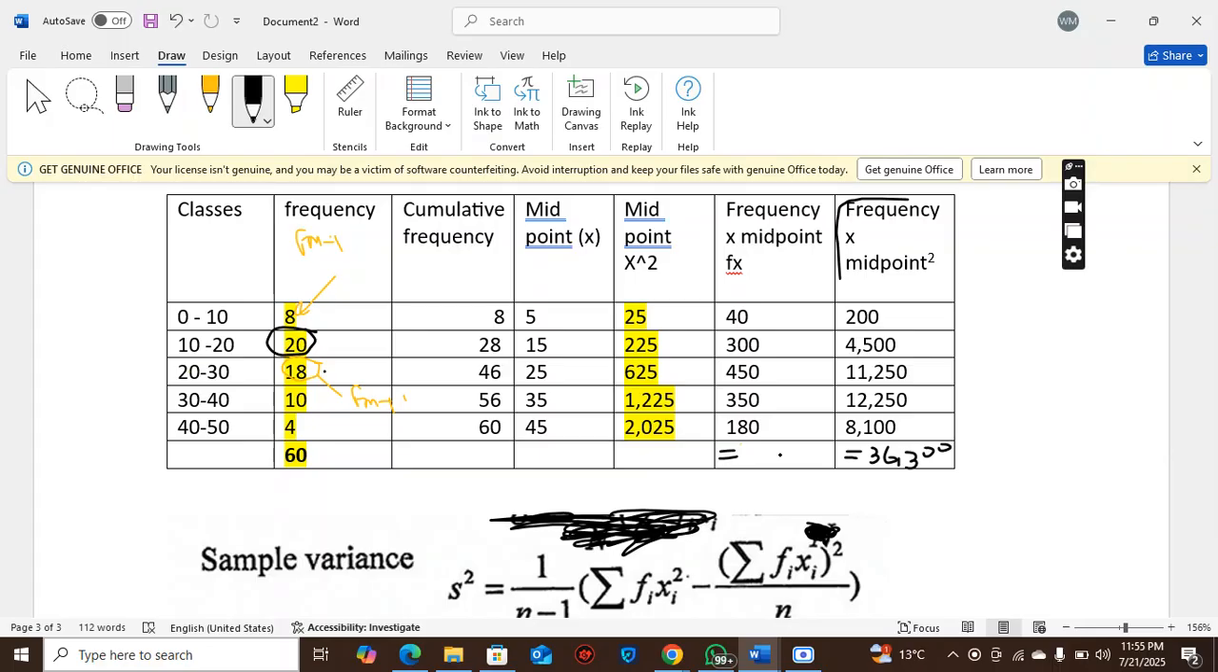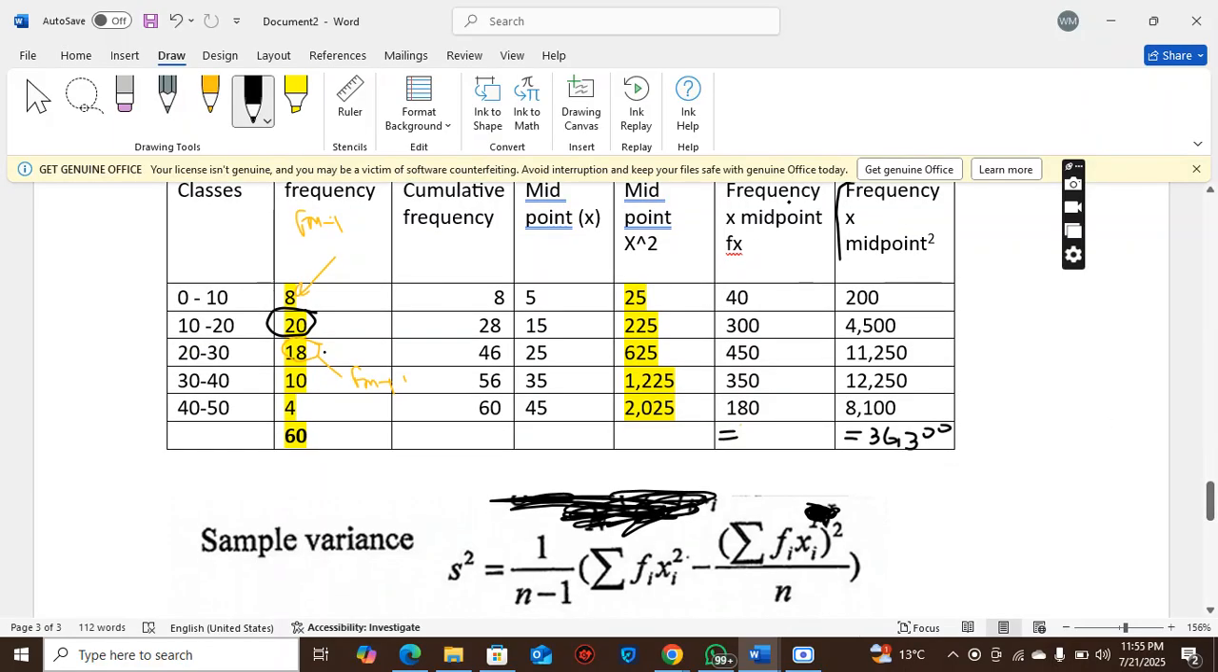Okay. The next one is this one here, frequency times midpoint. We get the total, because it's this one here, the summation of f times x. What's the total here? Frequency times midpoint, f times x column here. 1,320. All right, colleagues.